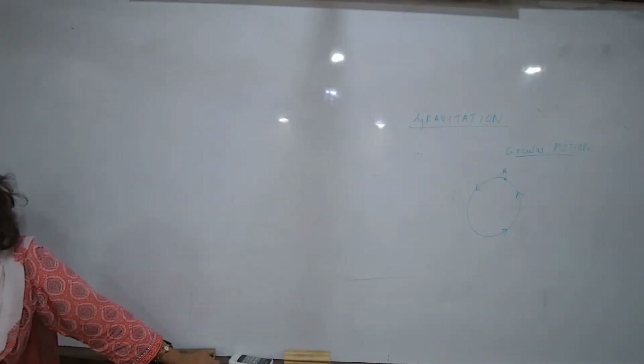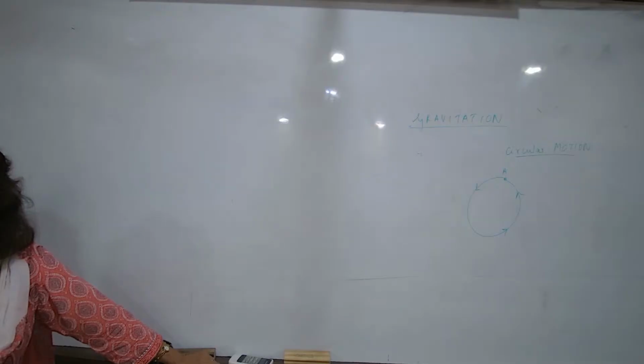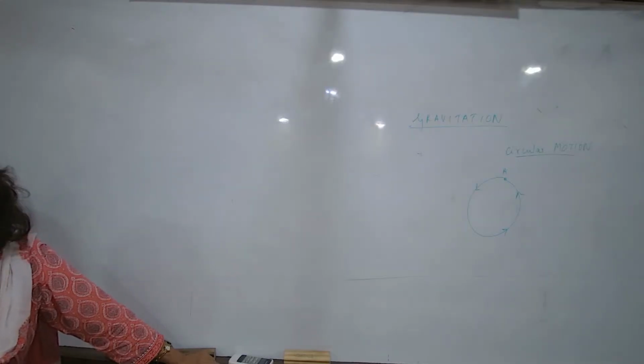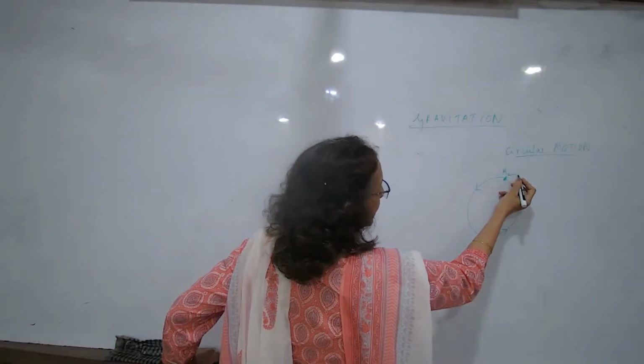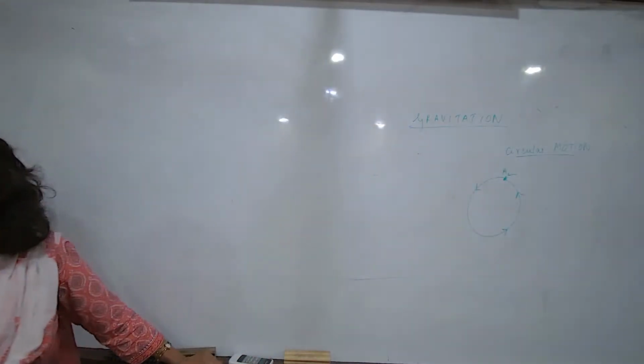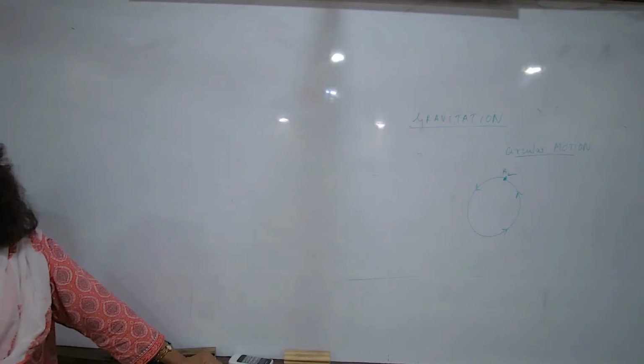The circumference of the circle itself will be the distance. What is displacement? Zero, because the starting point is here and the ending point is also here. So the displacement is zero. Now we are talking about the force.